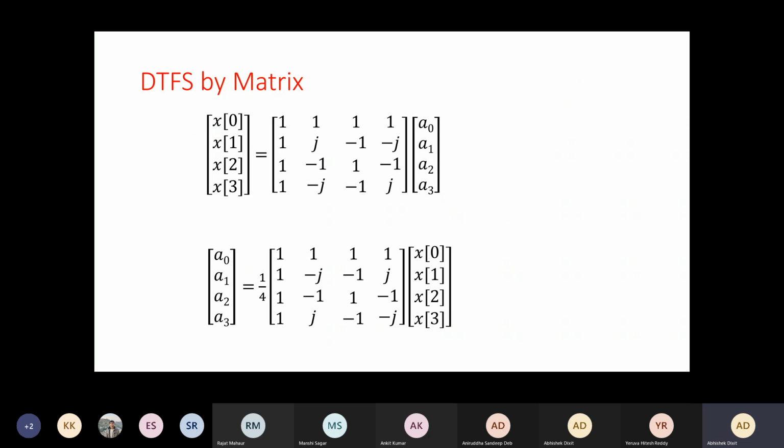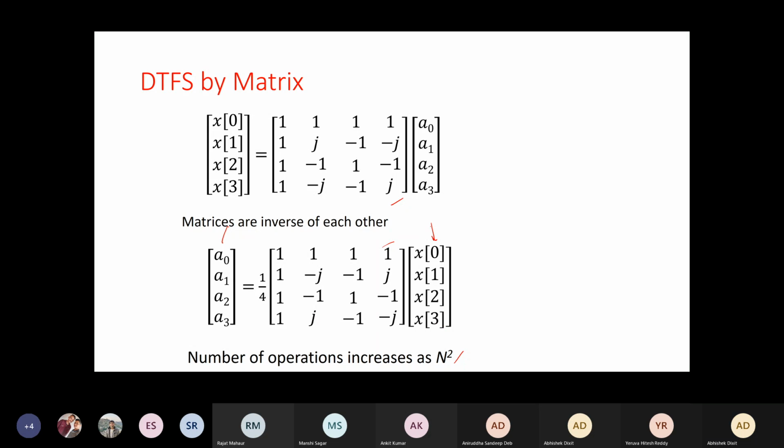And you can also get a_k's from x_n's by using this relationship. This matrix is just the inverse of this matrix. And we have seen that here the problem is the number of operations increases as N squared. For example, it has 16 multiplications, which is bad, right? So we want to decrease the number of operations, because if N is pretty high, 10,000 or something like that, then we will run into trouble. So there is an opportunity to design an algorithm which solves these equations in a much smaller number of operations.